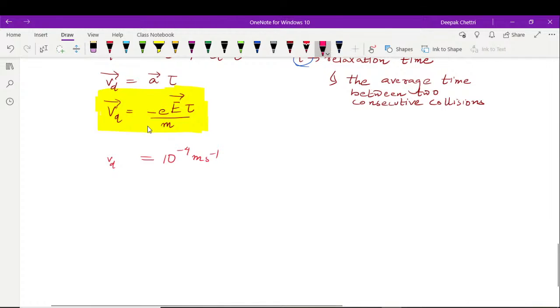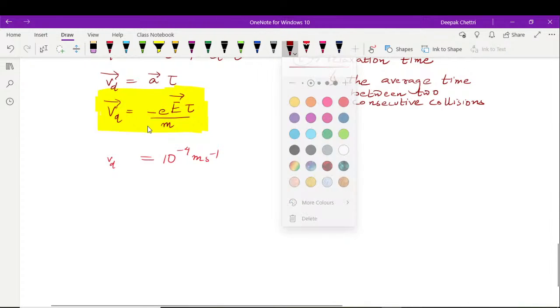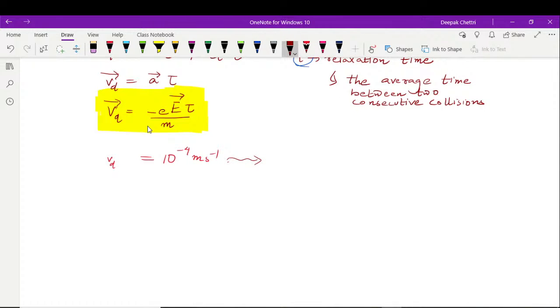Now if you look at this value, it is a very small value, right? 10 to the power minus 4 means what? It means 0.0001 meter per second. This is the meaning of that.